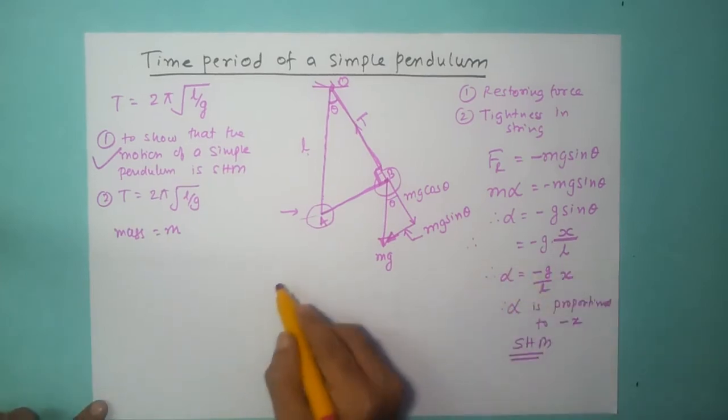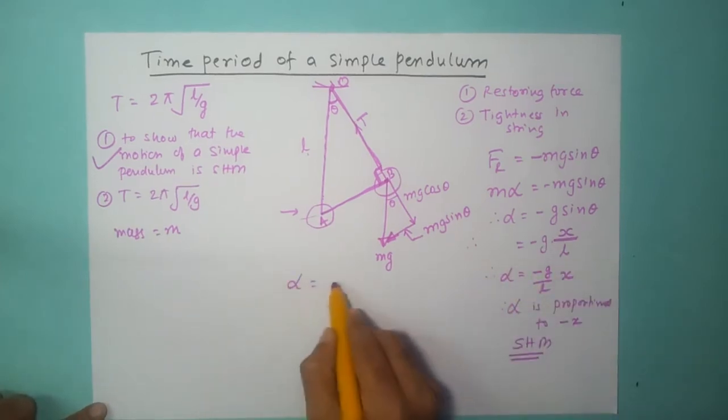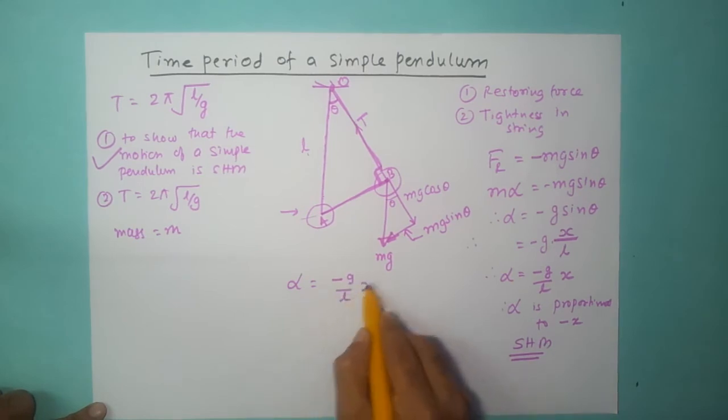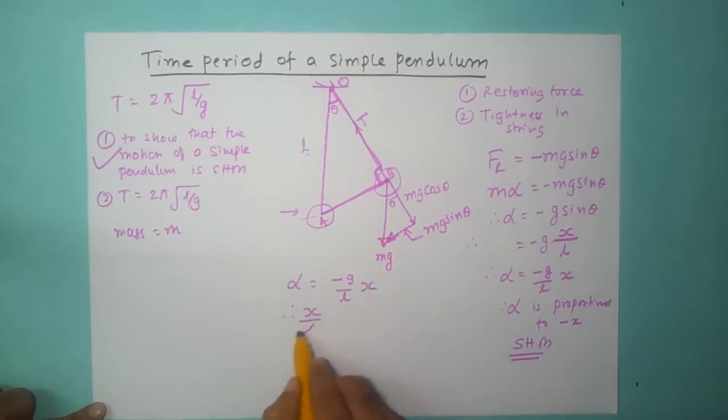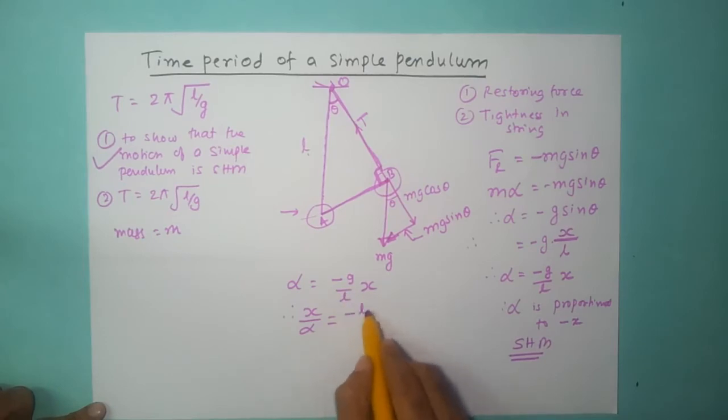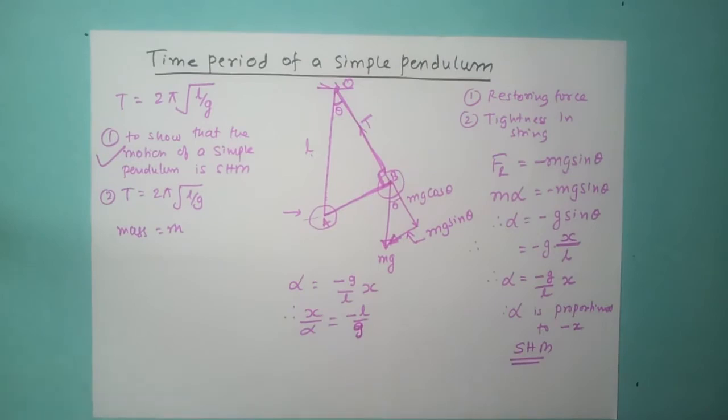Okay, let me now go to the second part. Let us rearrange this equation. Let me rewrite over here. Alpha is equal to minus G upon L into x. Therefore, x upon alpha will be minus L by G. Now, when we discussed simple harmonic motion, we had proven that the time period of simple harmonic motion is 2 pi square root of displacement upon acceleration. If you don't recall this, refer to a previous video on simple harmonic motion. There we have got this equation. So T will be equal to 2 pi square root of displacement upon acceleration. This will be x upon alpha.